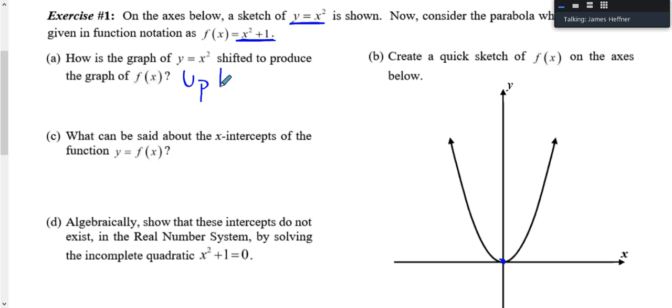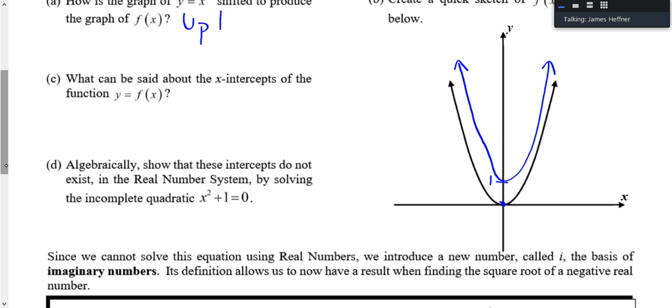In part B, they want us to make a quick sketch of the graph of x squared plus 1. So let's move it up 1. We'll mark 1 unit up, and then our graph will kind of look like that. Are you with me? Now, does that graph intersect the x-axis? No. So in part C, what can be said about the x-intercepts of the function? Are there any? No, there are none.